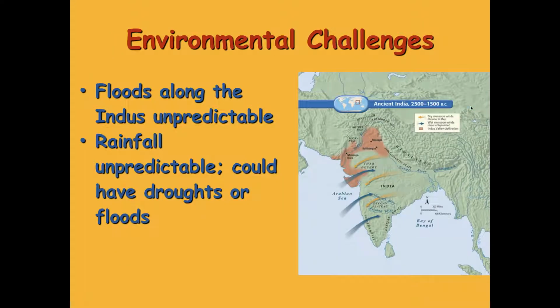Pretty wild. So some of the environmental challenges of India include floods along the Indus River, which is in the northwestern part of India. And rainfall was also unpredictable. Even though there were monsoons, you couldn't always predict if rain was coming. And so there was the chance for droughts and other events that could potentially hurt Indian agriculture. So that's a basic overview of the climate as well as the various features of India.